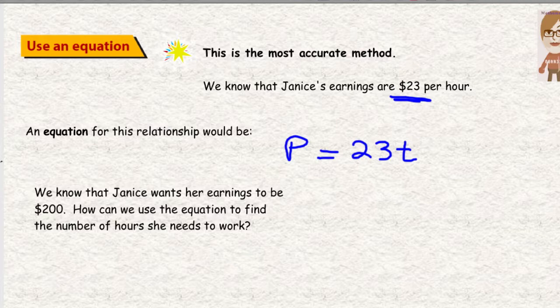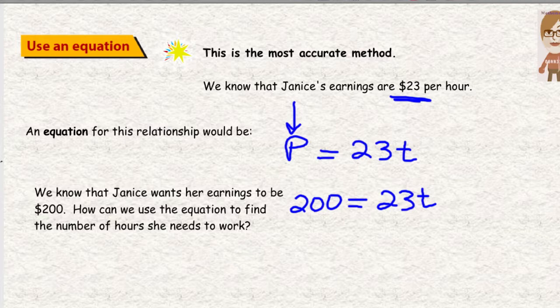We don't know the hours. We know the pay. So this number here is $200, which is a little backwards. I actually want the pay to be $200. I want the answer to be $200. And then I have 23 times the t. And we can use this equation to discover, are we going to divide or multiply? What do we have to do to find out what t equals?